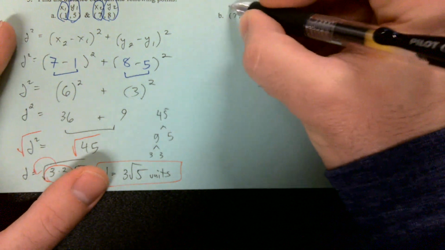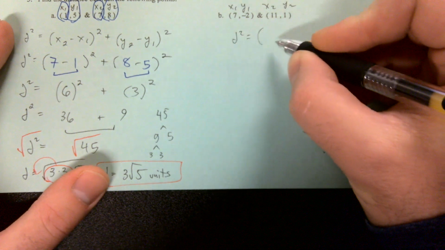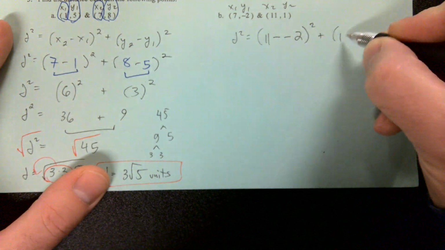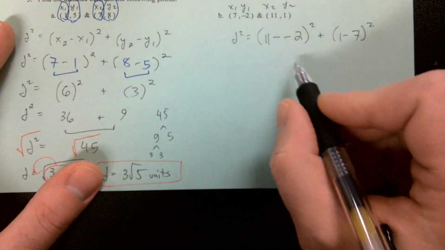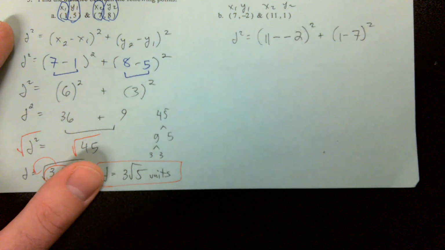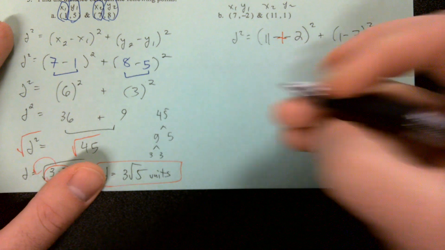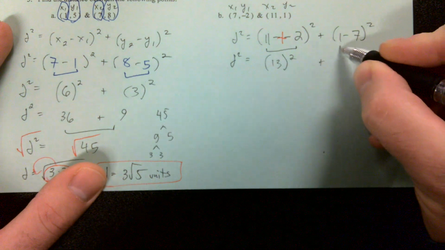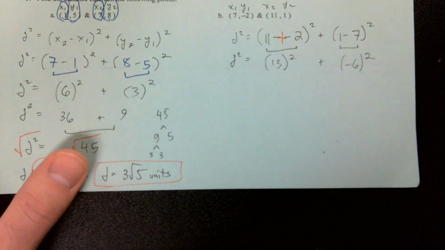Let's do the same thing with B. x1, y1, x2, y2. D squared is equal to 11 minus negative 2 squared plus 1 minus 7 squared. Say that again, Zaris. 2 plus 2 plus 2 minus signs make a what? A big plus. What's 11 plus 2? 13. What about 1 minus 7? Negative 6. Doesn't really matter, though, if it's negative or not.